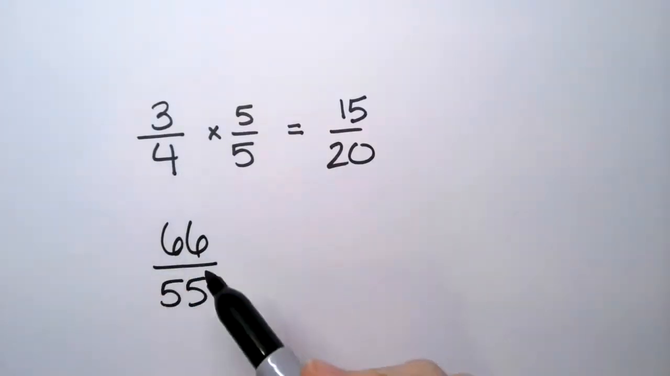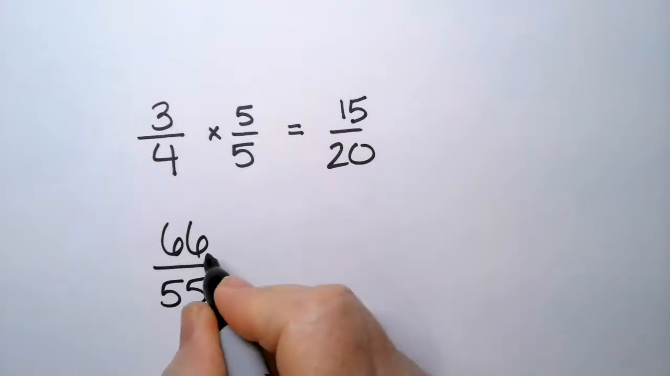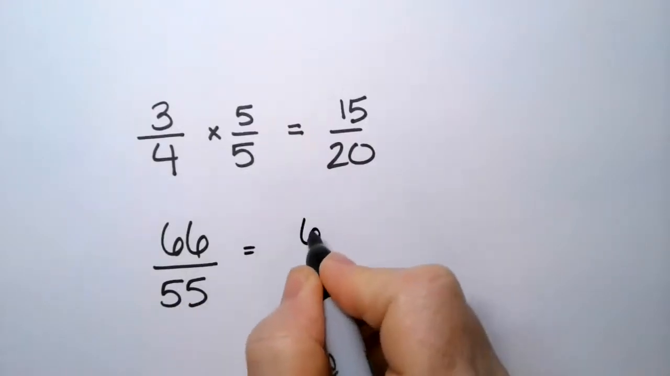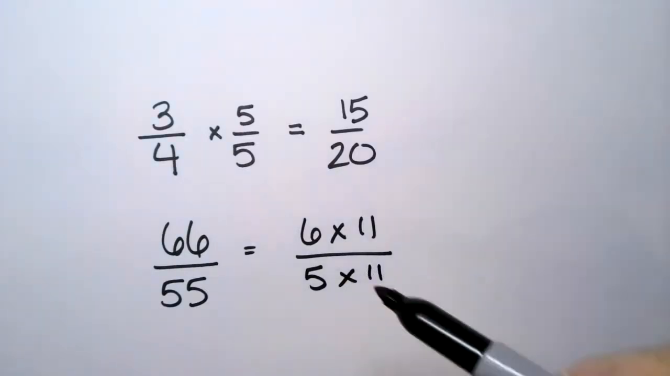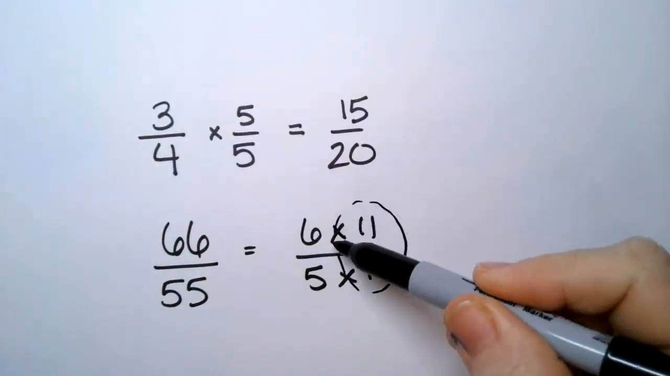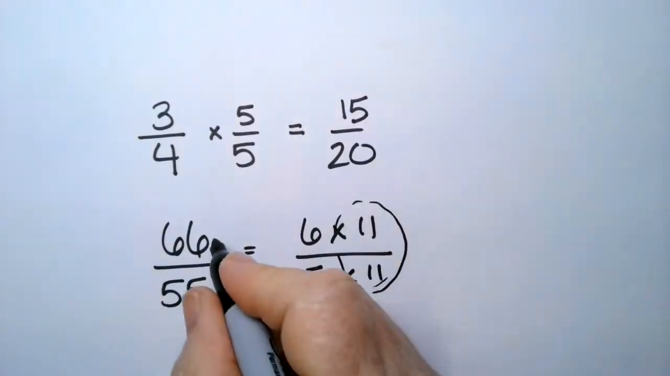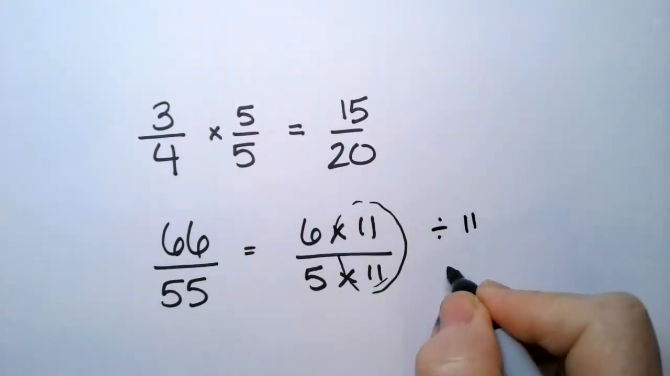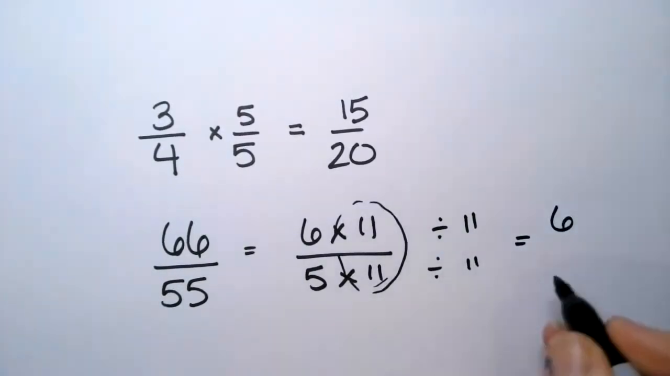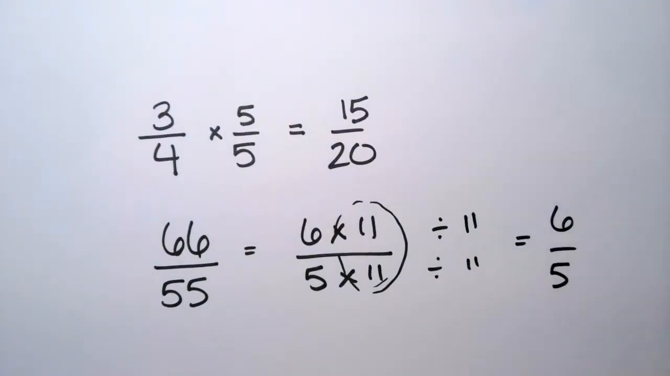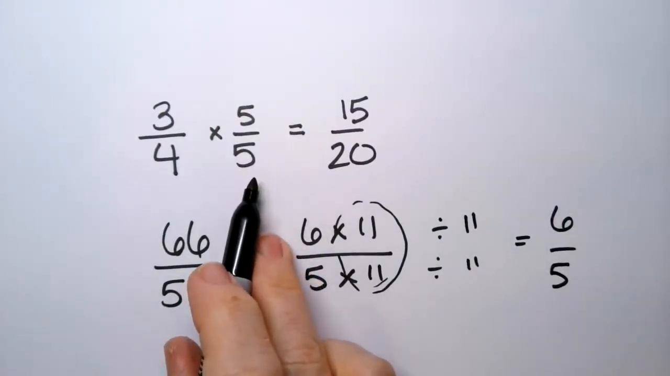what number do you see? If I said 66, 55, what number is hidden in here? Yeah, 66 is 6 times 11. 55 is 5 times 11, right? This 11 over 11, because everything's multiplied, this is 1. So I can say, let's divide the top and the bottom by 11. 11 over 11 is 1. That gives me a 6 on top and a 5 on the bottom. So I can reduce fractions and I can scale fractions up.